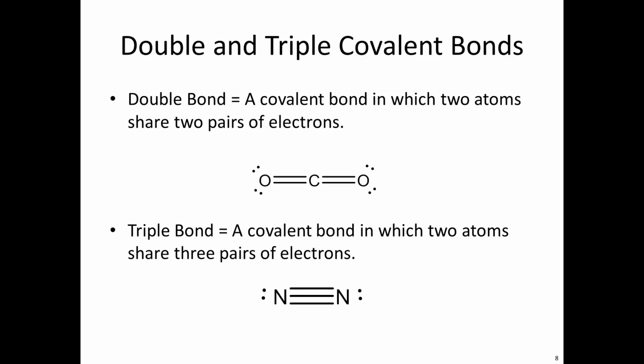where we have a covalent bond in which two atoms share three pairs of electrons. In the diatomic nitrogen, N2, we have 6 electrons shared between the nitrogens and a lone pair of electrons on each nitrogen to give us an octet of electrons on each nitrogen.